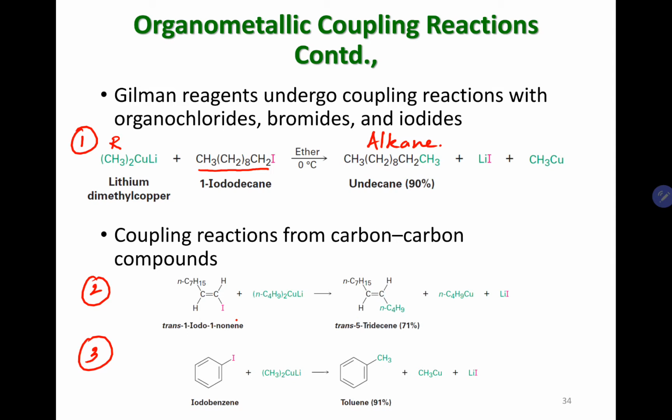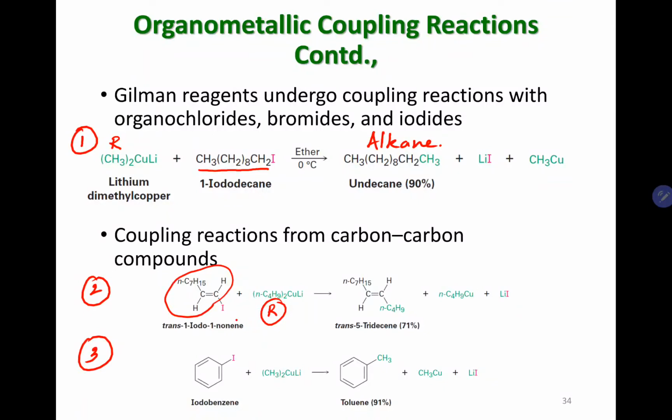In the second reaction, we have a vinyl halide. Here we have a vinyl halide, which means you have a carbon-carbon double bond attached to a halogen. Here it is an iodine. Vinyl halides can also undergo a coupling reaction with a Gilman. An R group from the Gilman will be coupled to the organo group from the vinyl halide compound. That is actually a very unique reaction.